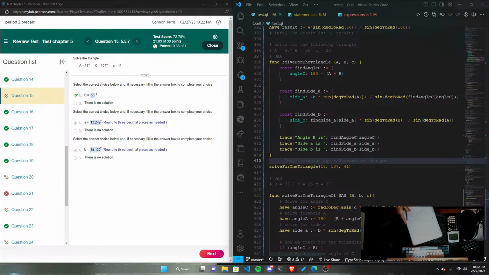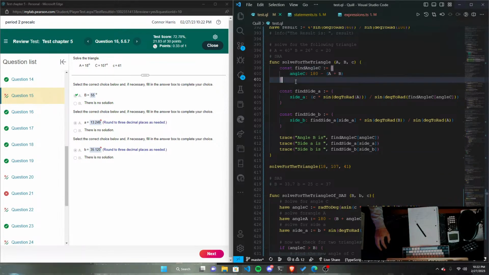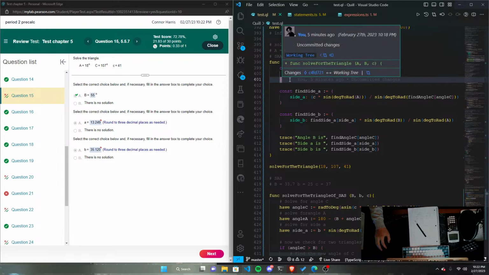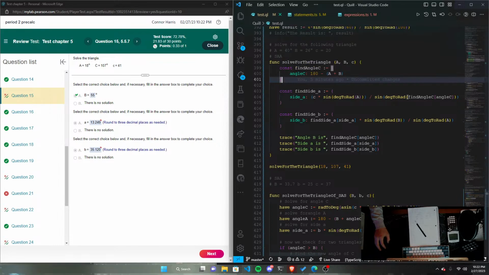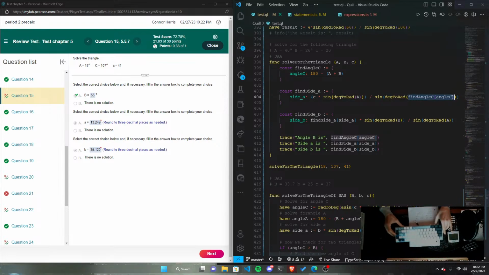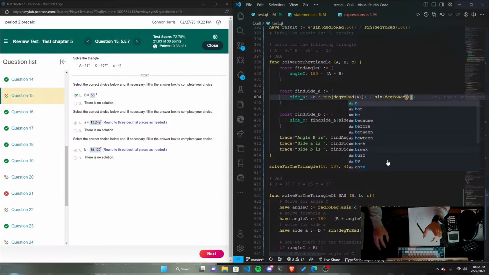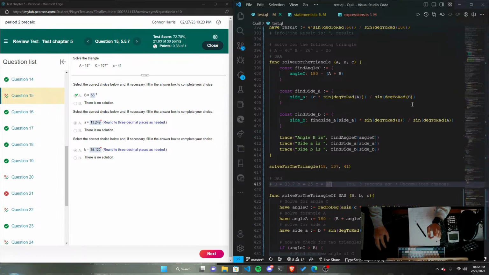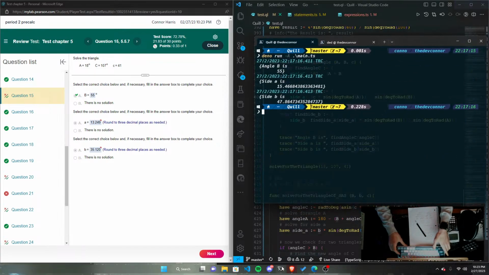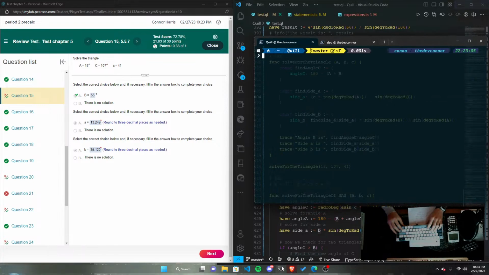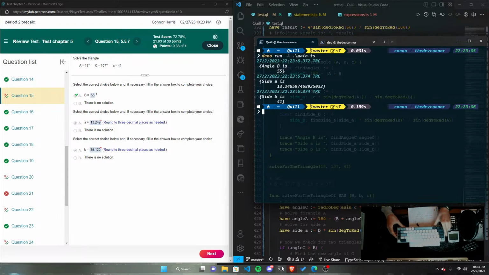So where in the program did I go wrong? We first calculate angle B, right? So now we have B. Oh, I think I know why. This should be B. I know it doesn't make sense, but the reason why is because the B here is our C, technically. So if I clear this, there we go.